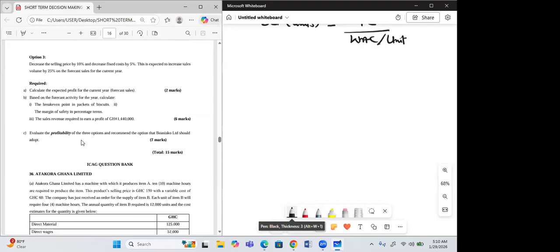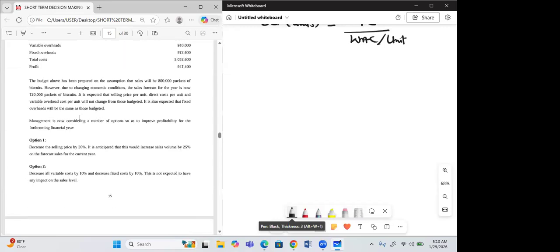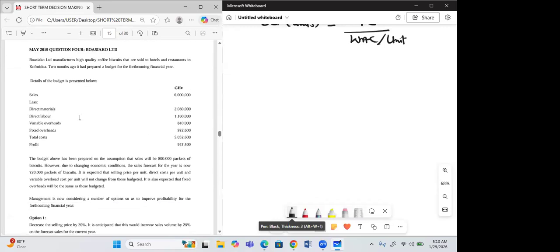So they said we should calculate the expected profit for the current year. What trick do you see in the question? They've told you that the budget that has been presented above was on the assumption that we're going to sell 800,000 units. Is that clear? Yes, sir. But now, due to changing conditions, the budget has become 720,000 units. It means that you cannot use these figures for the budget again. You have to flex the budget. True or false? True. You have to flex the budget before you do the CVP.